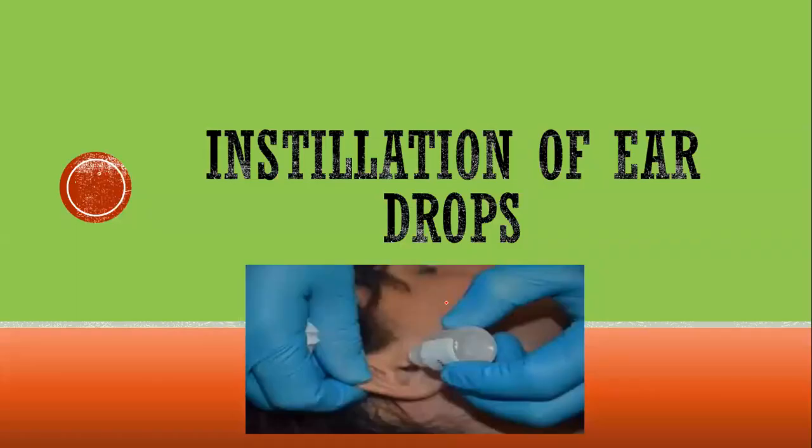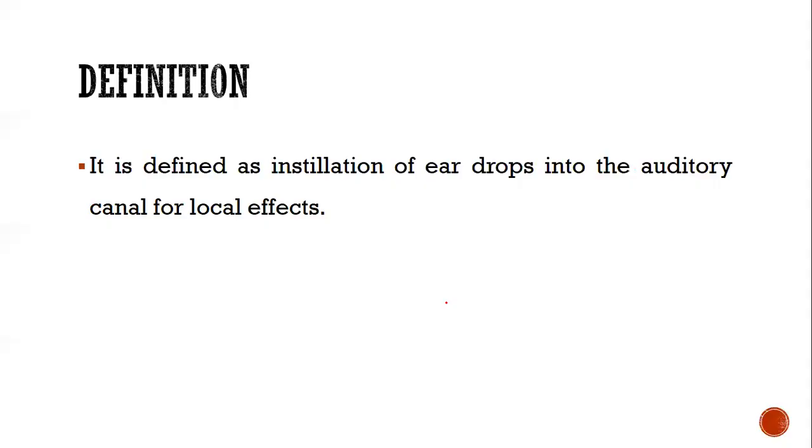First is instillation of eardrops. The definition is: it is defined as instillation of eardrops into the auditory canal for local effects. Instillation means the administration of medication into a body cavity by the drop method. So in case of eardrop instillation, the medications are instilled into the auditory canal for local effects.